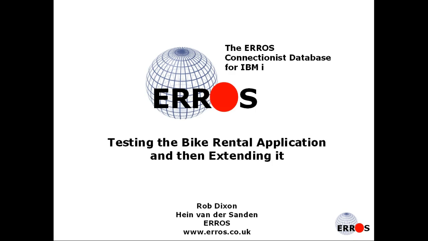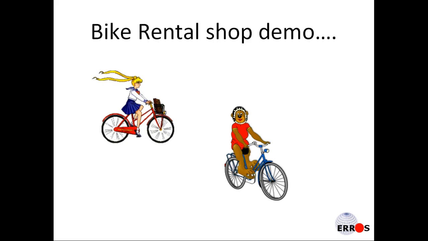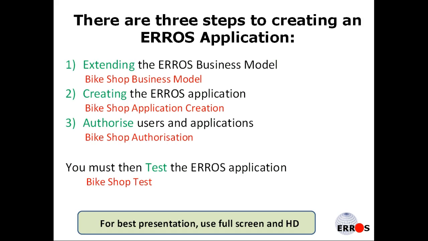Now that you have extended the ERROS business model for the Bike Shop demo and created and authorized the Bike Shop application, you can test it by adding bicycle models to the database and then renting them to customers in the contacts table. You can then add additional features to the application without the need to shut it down.